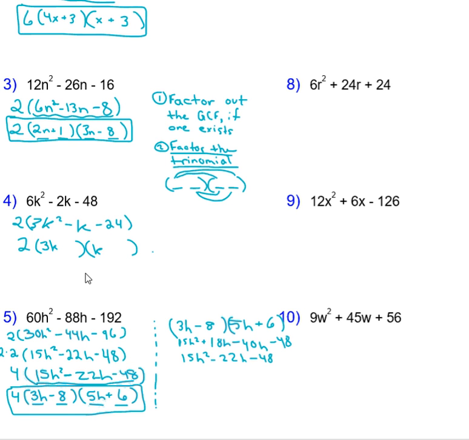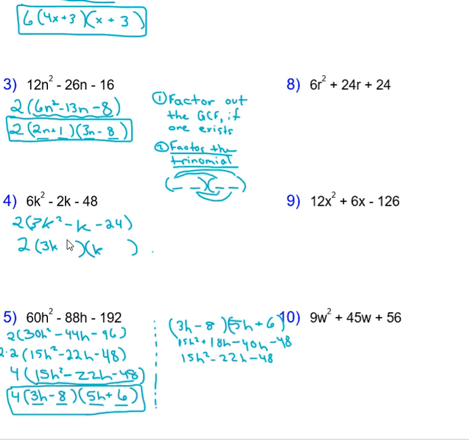So 12 and 2 do not work. So let's try another one. Let's go with, how about 8 and 3? If I try a negative 8 and a positive 3, I get a 9k on the outside, and then an 8k on the inside, and that is not going to add to a negative k.